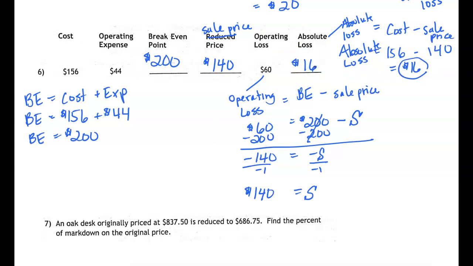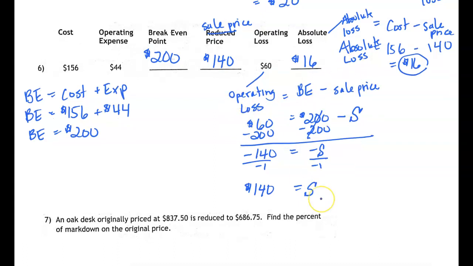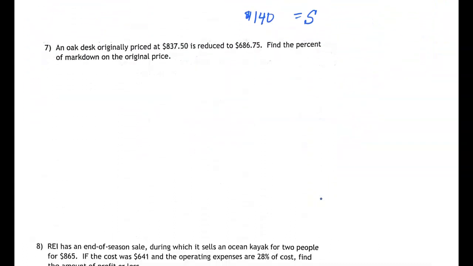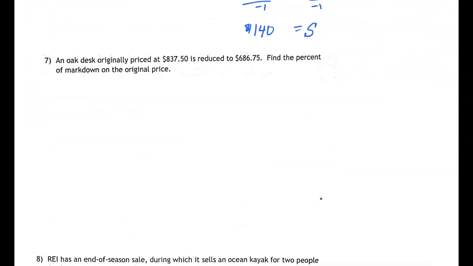We're going to go with one more question before we end our second video. Question 7 has a desk originally priced at $837.50, and it's reduced to $686.75. The only thing we're being asked is to find the percent of markdown. Remember, to find the percent of markdown, we can start with a fraction with the markdown dollar amount, and it's always on top of the original price.